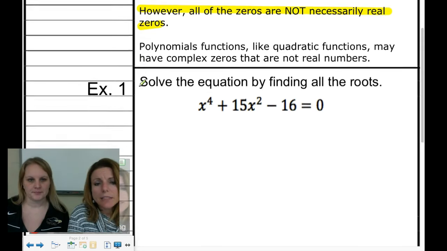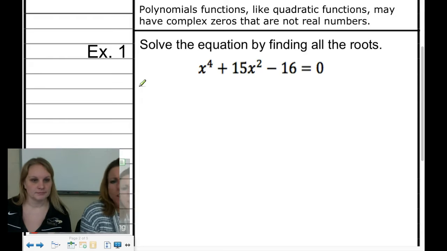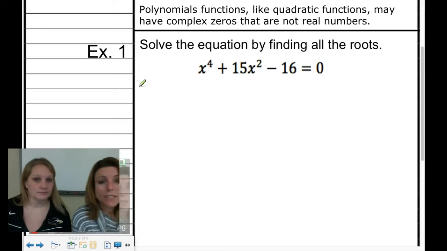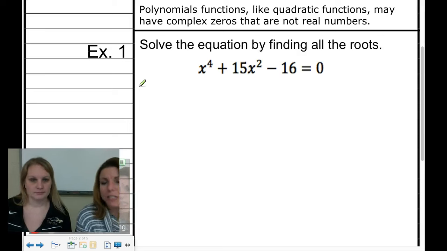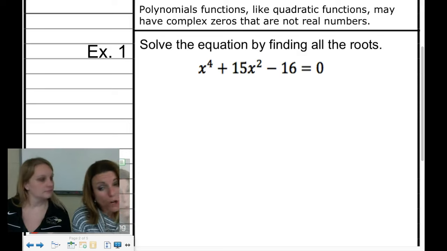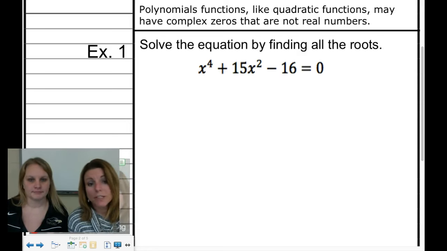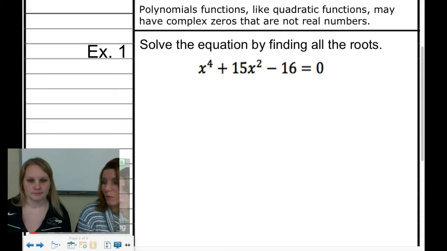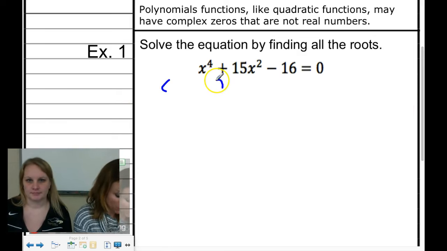Let's go through example 1. This is really a review. It says solve the equation by finding all the roots. Number 1, how many terms do we have? 3. So if there are 4 or fewer terms, we can solve by factoring. Because there are 3, that's a trinomial. Is there a greatest common factor? No. So let's set it up like a normal factoring problem with 2 sets of parentheses. We can't factor by grouping because there are not 4 terms.